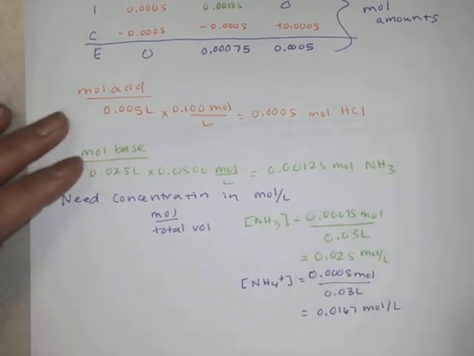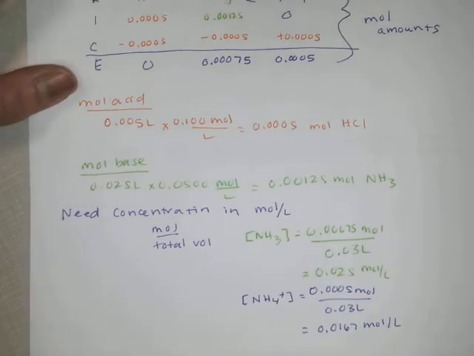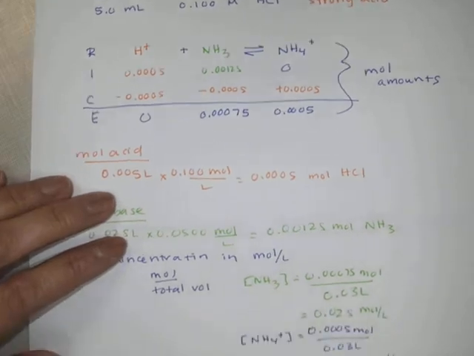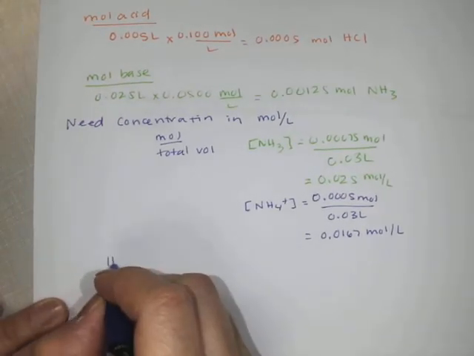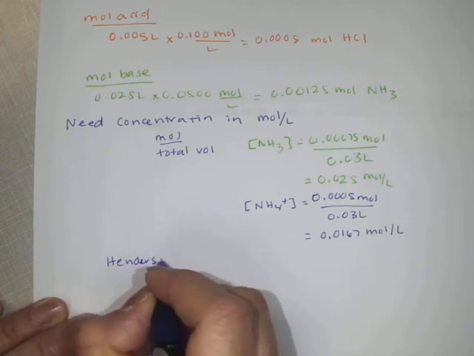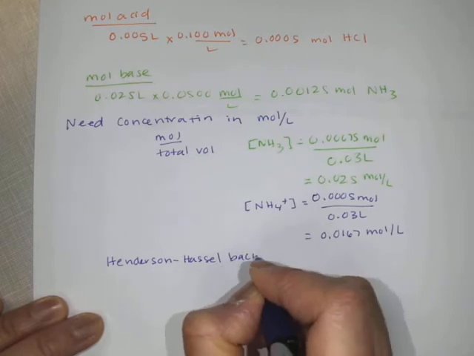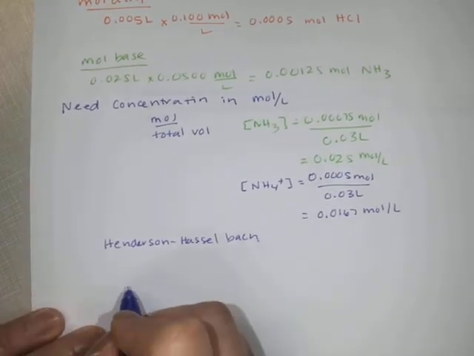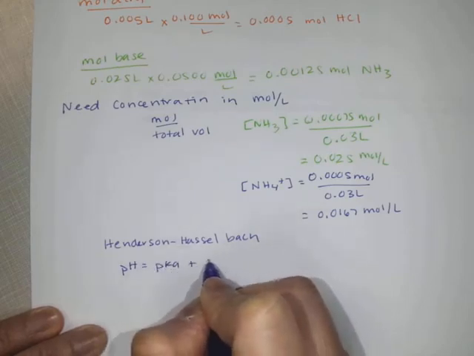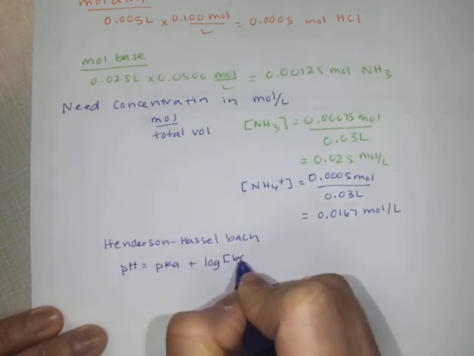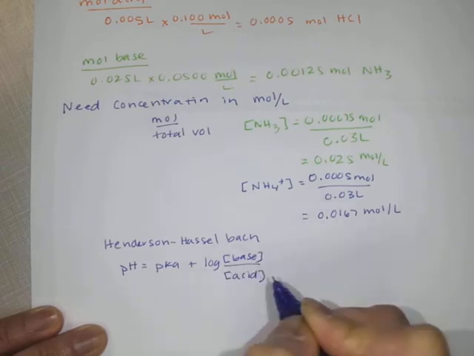and weak base, we need to account for both of these things. We can't just take the H plus concentration, especially since this H plus is all used up. So we have to use the Henderson-Hasselbalch equation, which is the pH equals pKa plus the log of base over acid. And that's again in moles per liter, which we already have.